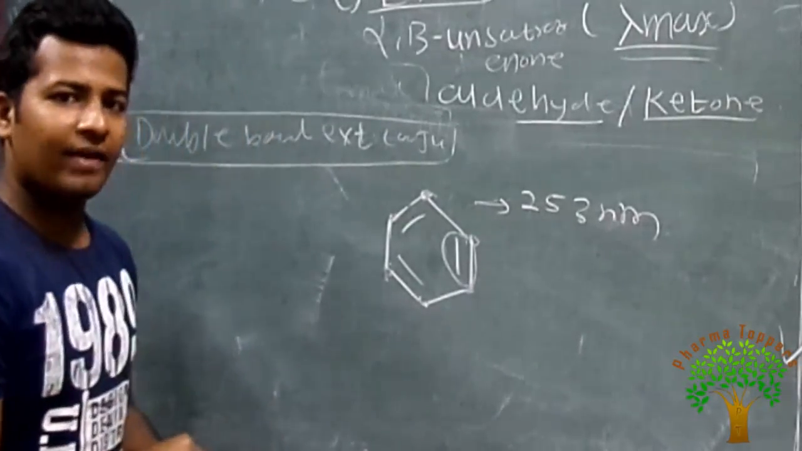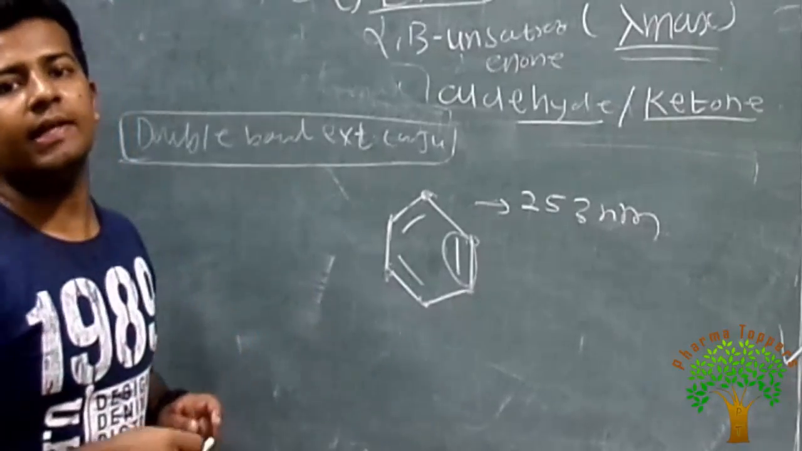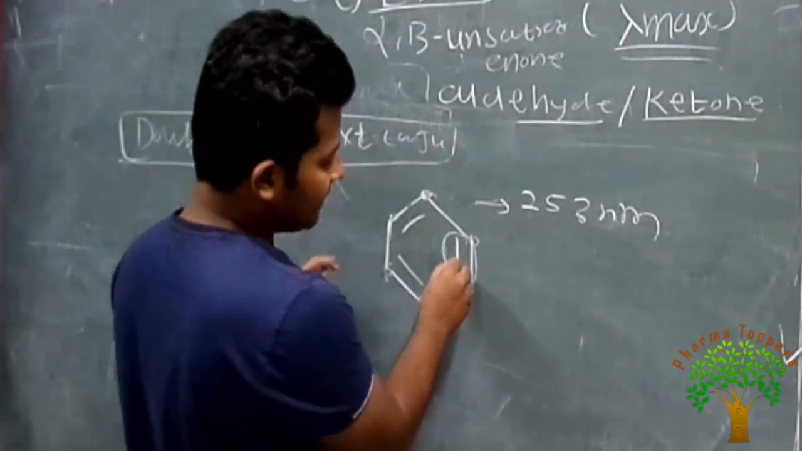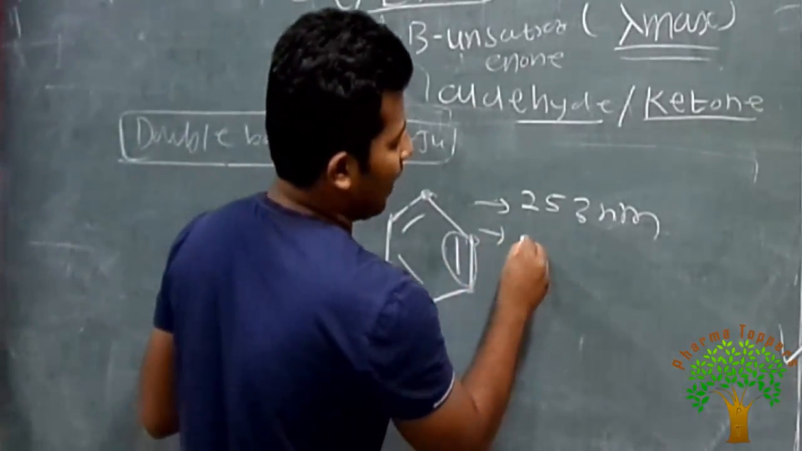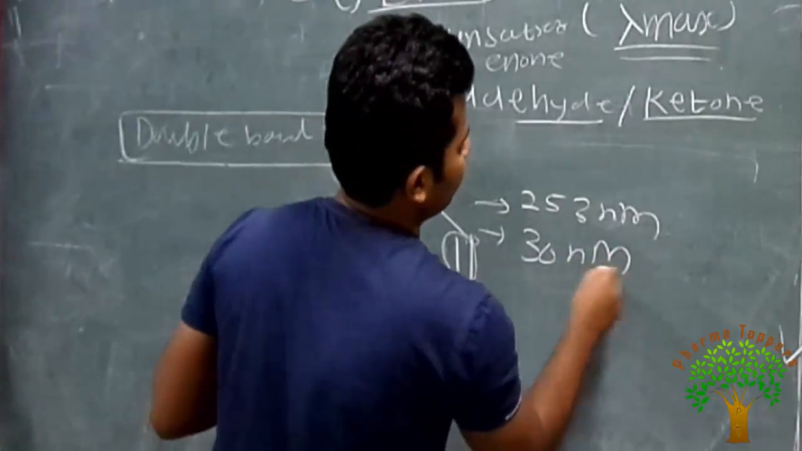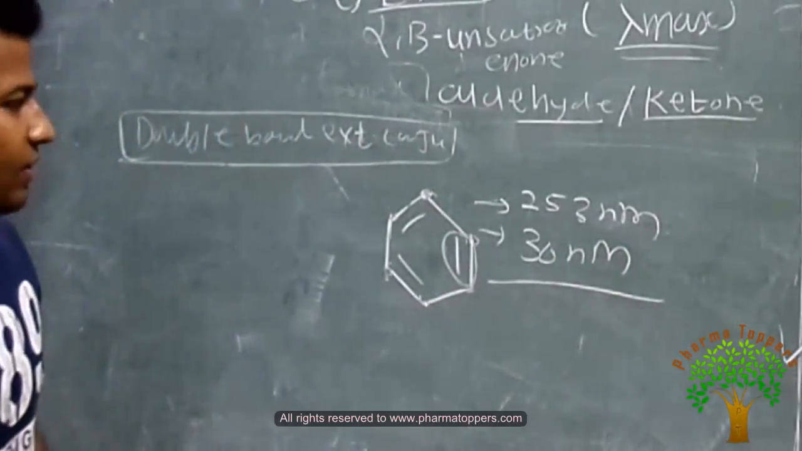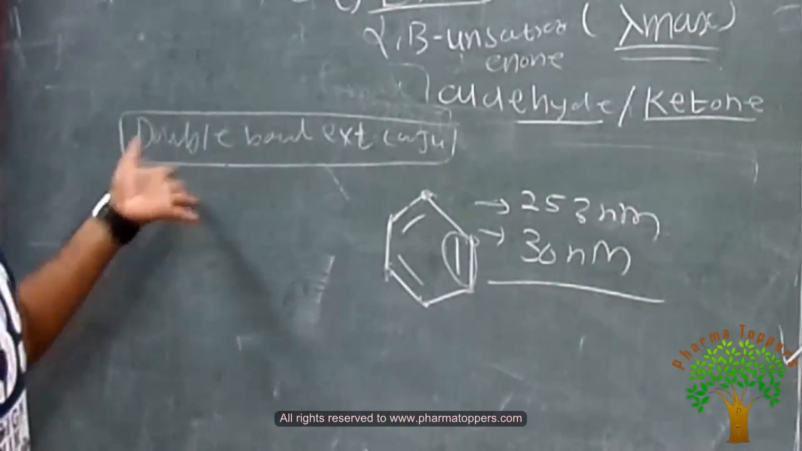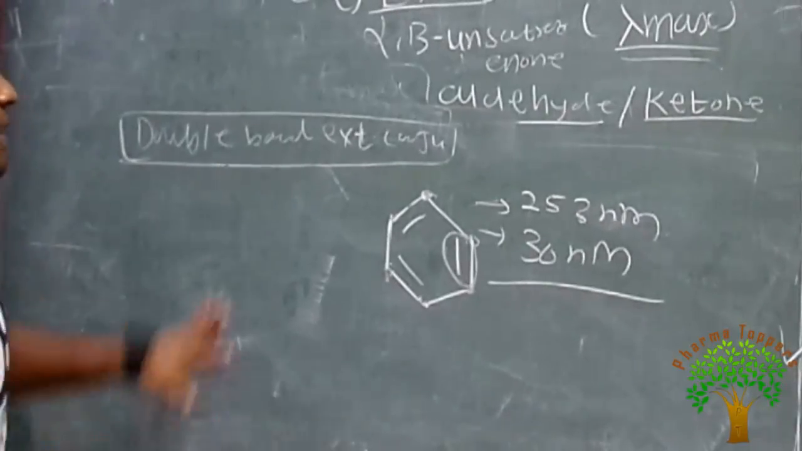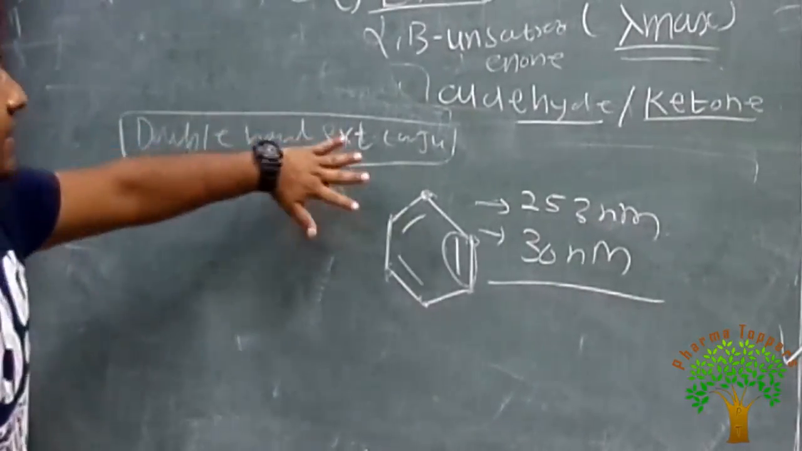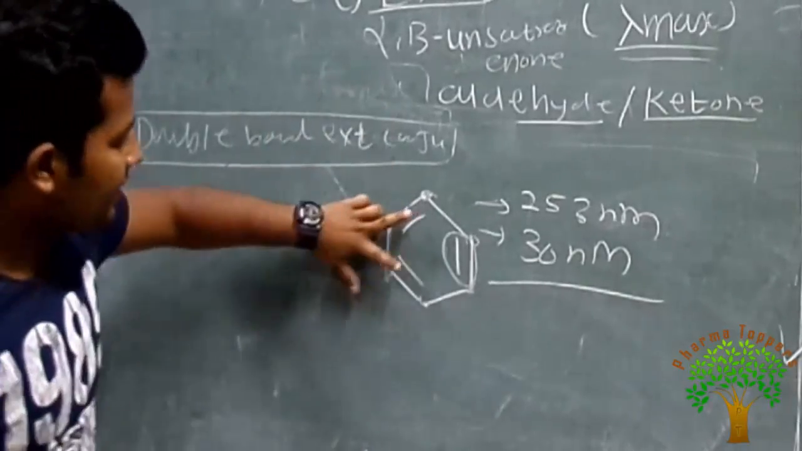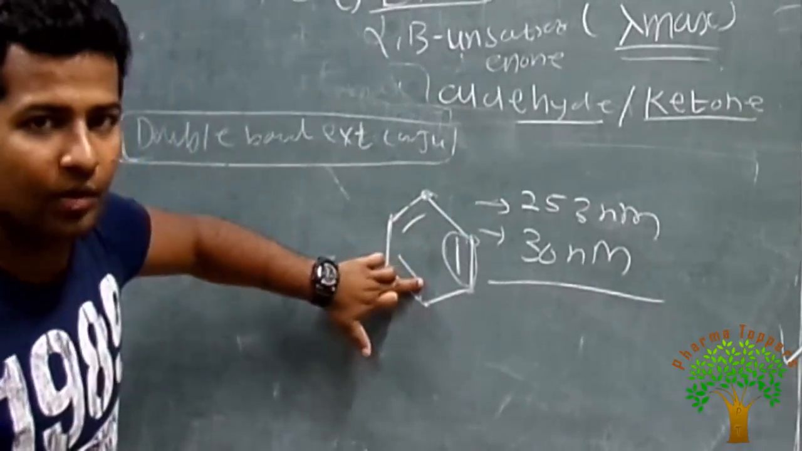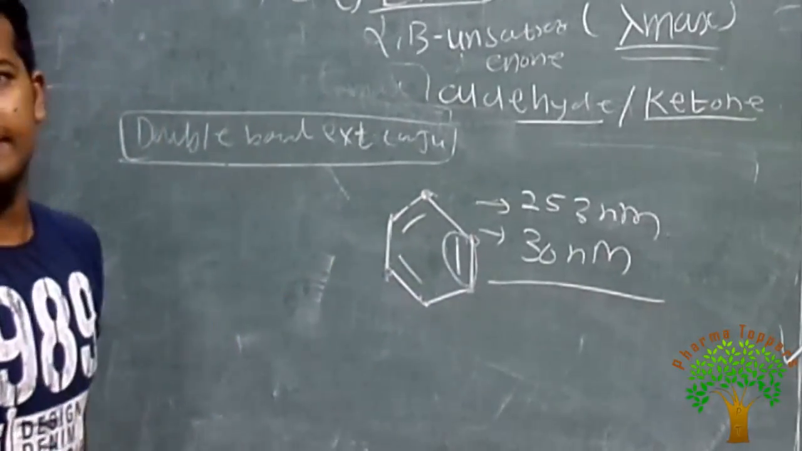Don't confuse. Always see where the double bonds extending conjugation are present. For this extra double bond, we have to add 13 nanometer and then calculate the lambda max value. This is a very simple calculation, but we forget these things. What is meant by double bond extending conjugation? Simply, this is the diene, and the extra double bond which is in conjugation with these double bonds is called a double bond extending conjugation.